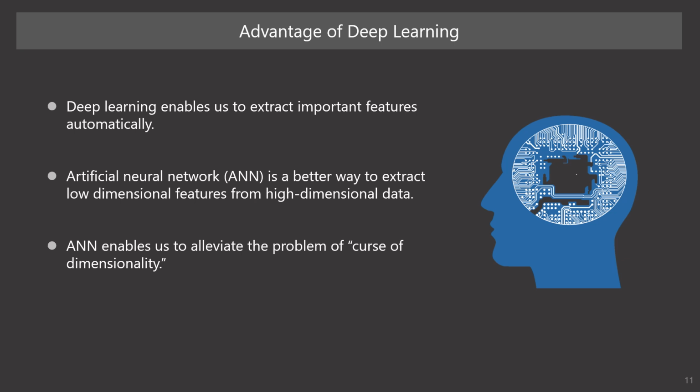Deep learning techniques enable us to extract important features automatically. That is, we do not need to extract features manually. We can develop a deep learning model by using an artificial neural network that simulates the electric activity of the human brain. Compared to traditional machine learning models, artificial neural networks is better able to find low-dimensional features from high-dimensional data. So, by using an artificial neural network, we can alleviate the problem due to curse of dimensionality.